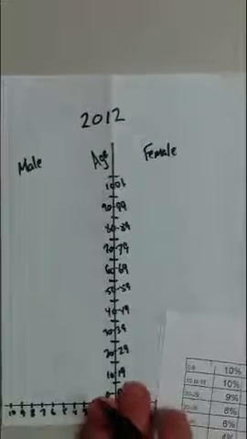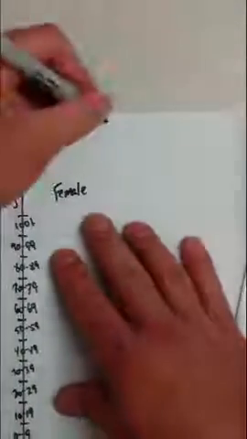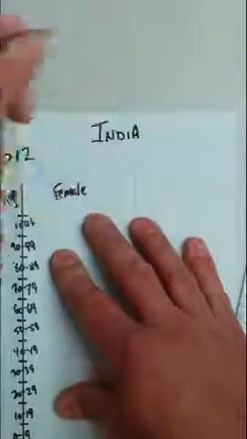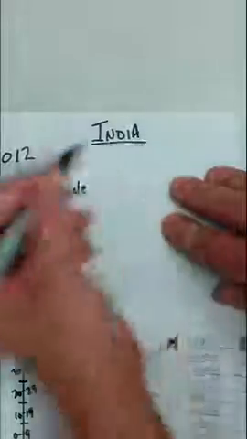Okay, the last thing I need to do is tell which country I'm doing. In this case, it's India. So I'm going to write that nice and tall at the top here. I'm going to spell India correctly, capitalize it, and I'm going to underline it.